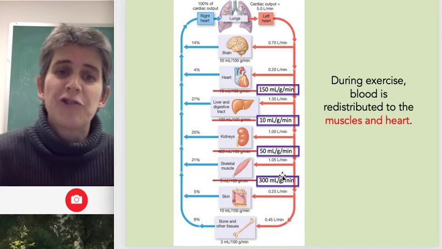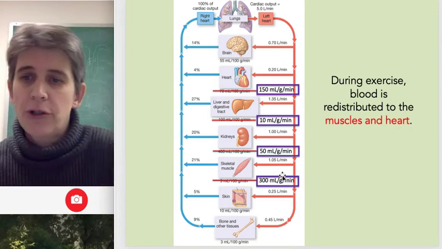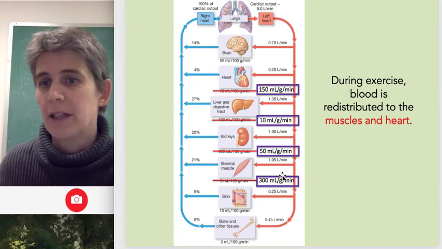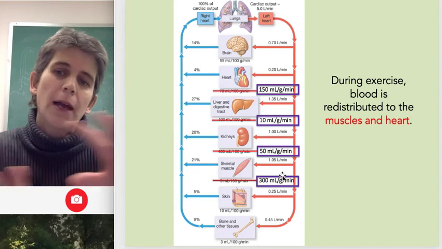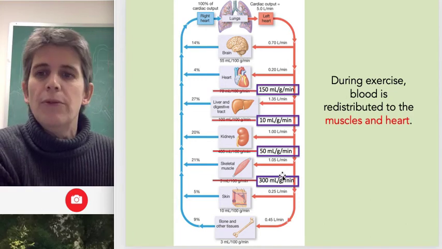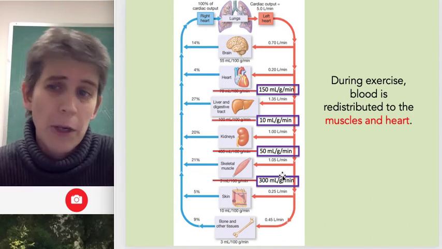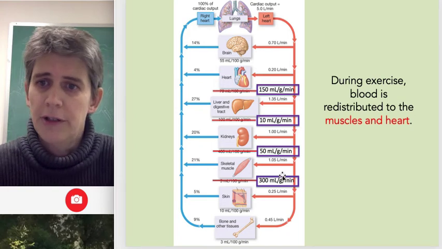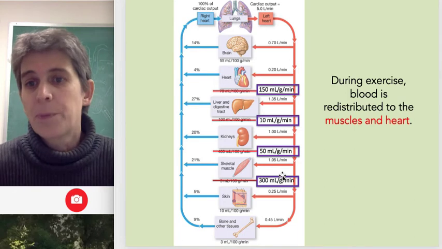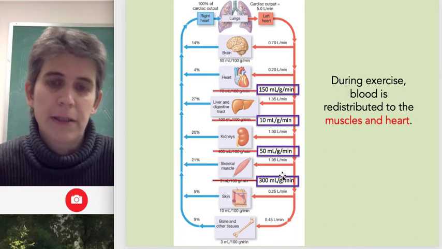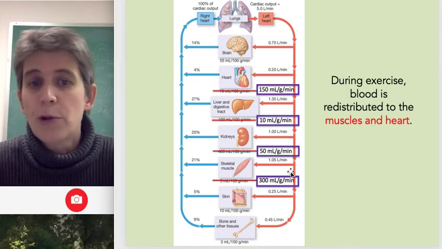We redistribute blood from the tissues that were using it when we were resting, the kidney, the digestive tract, and so on, and we're redistributing it to the tissues that need much more blood flow, much more oxygen and glucose and waste removal during exercise. And that's primarily the heart and the skeletal muscles. So you can see the tremendous changes here.